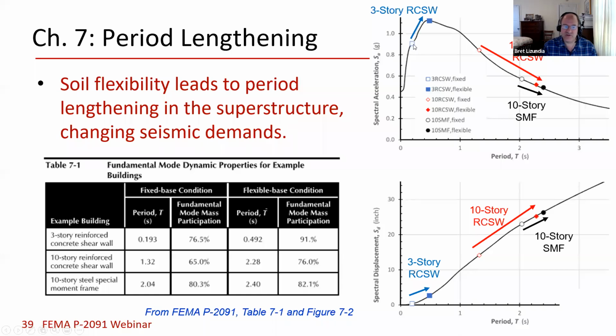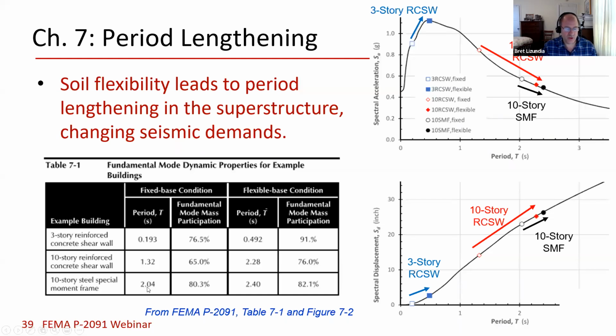So this stiff 3-story shear wall building is actually on the upward side. It goes from that open blue square fixed base to right at the peak of the response spectrum on the flexible base. On the other hand, the taller guys, where there's shear wall and moment frame, they go down. And you can see how the change is a bigger deal.